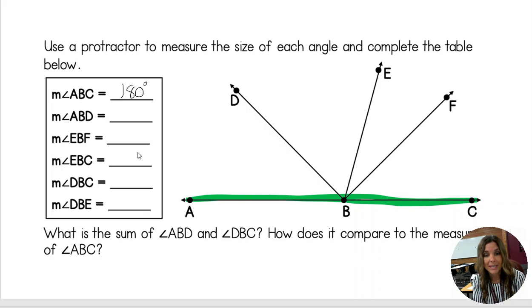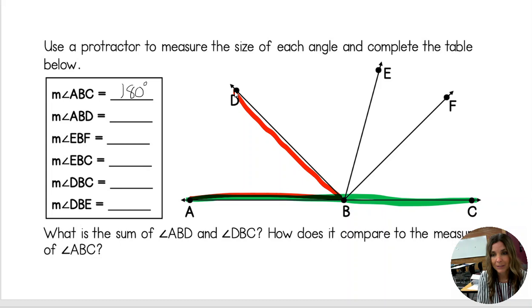The next angle, ABD. When we name angles, we do it in their order. So ABD would be this angle right here. This is the angle measure of that angle. If you were to grab a protractor and measure that angle, you would find that the measure of ABD is 45 degrees.